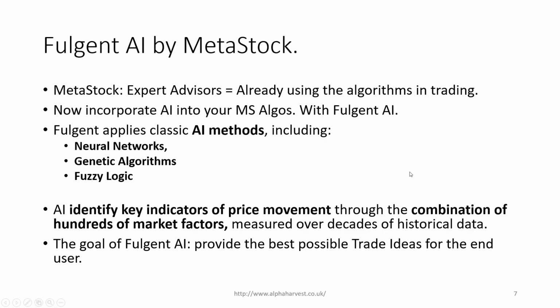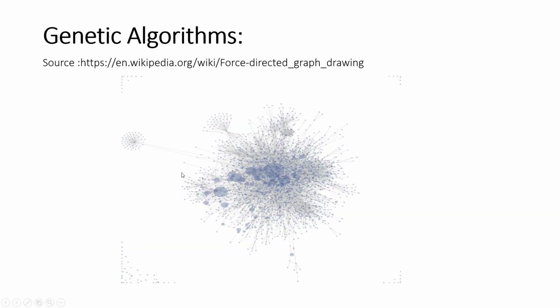The Fulgent Metastock application uses neural networks, genetic algorithms, and fuzzy logic. We're going to focus a little bit on genetic algorithms to explain how that really works. So let's say this is the universe of Metastock trading strategies or technical indicators. We use, let's say, just the MACD, so we use one of these nodes with particular settings, or we use MACD, stochastics, momentum, RSI, then we use 3 of these.